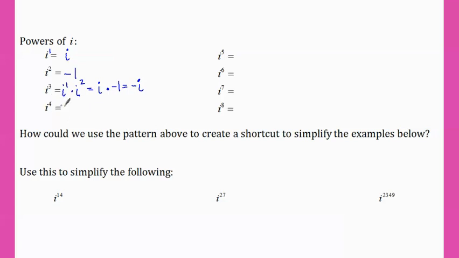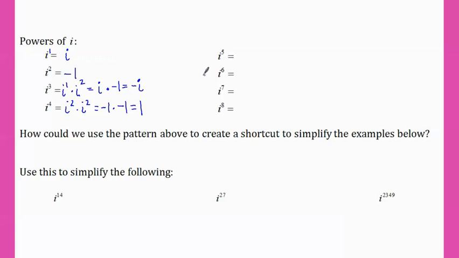So i times negative 1 would be negative i. For i to the fourth, we need two exponents that will add up to 4. We could use 3 and 1, or we could use 2 twice. Both of them will give us the same answer. I'm going to use i squared twice. So that would be negative 1 times negative 1, which just equals 1.